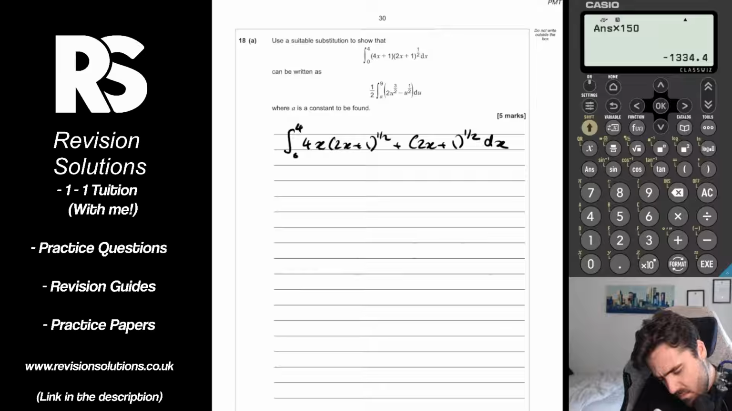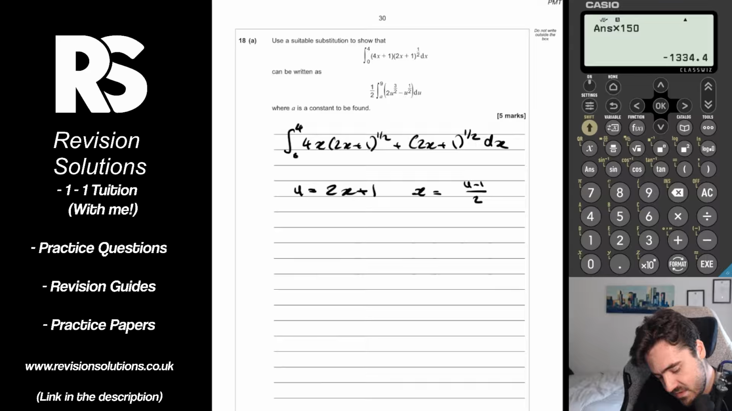So what I think would be a good idea is if I had u be 2x plus 1. The sign's admittedly wrong at the moment, but it's definitely going to give us a u to the half output once we plug that through. So I'm going to use the substitution u equals 2x plus 1. If we sub that in, we're going to need what x actually is as well. So if we rearrange that for x, that's going to be u minus 1 over 2.